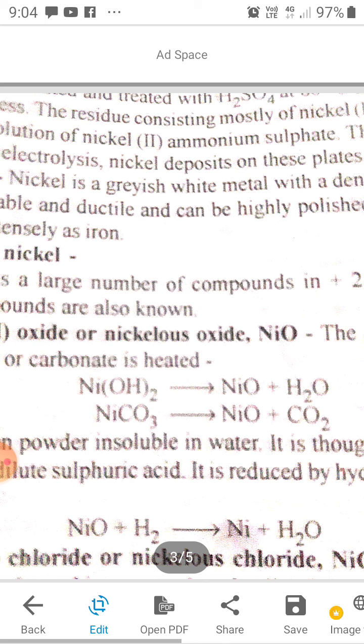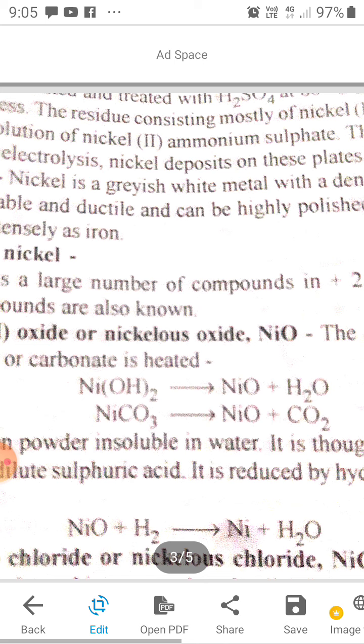Then we have the electrolytic process. The process is now replaced by Mond's process. Mond's process is cheaper and quicker. Compounds of nickel.